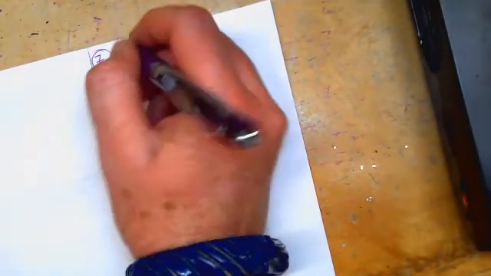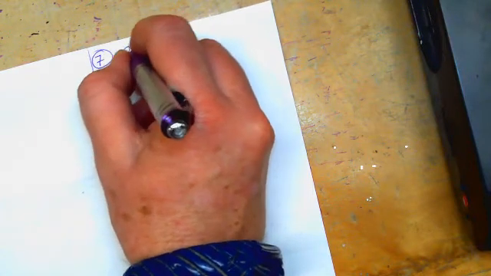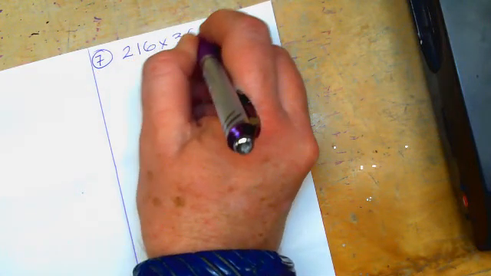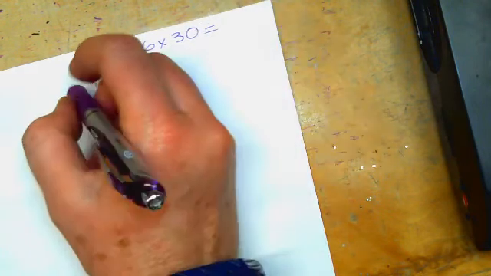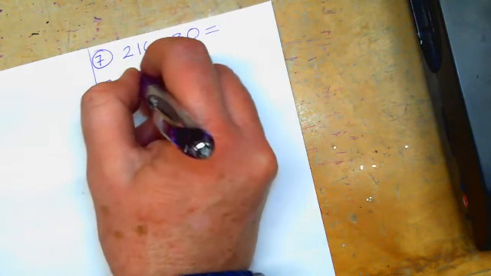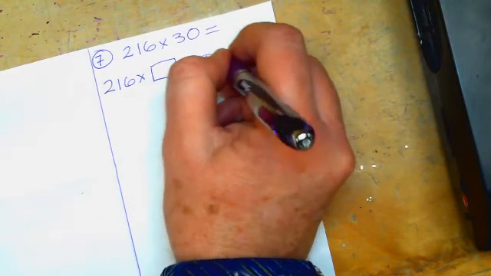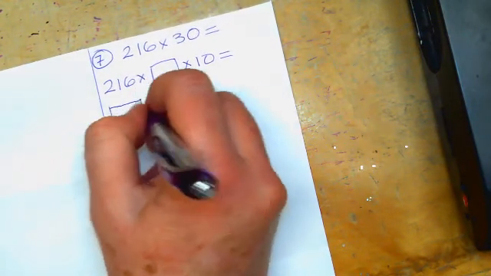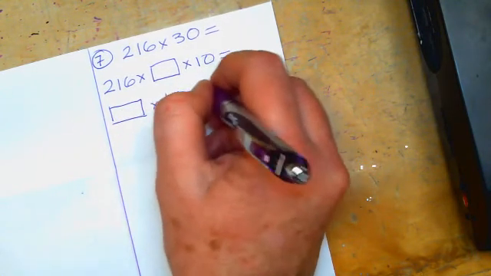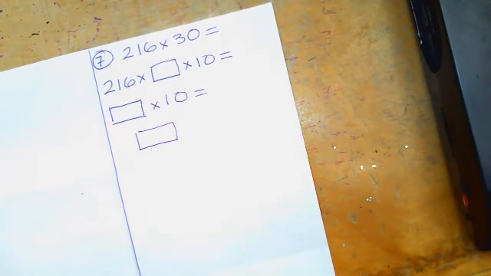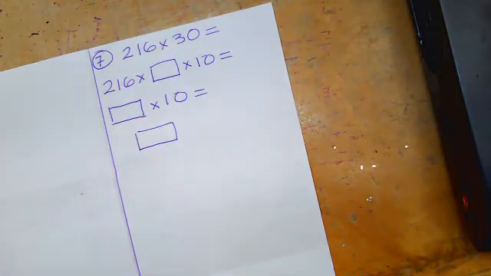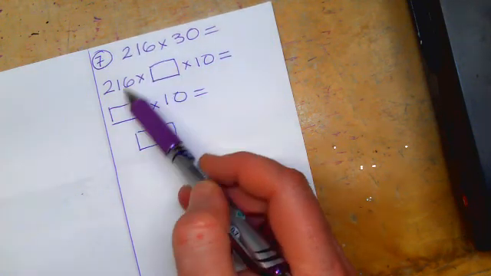Okay, let's look at the next one. That was a little bit tricky. Now they're going to take it up a notch. Dun, dun, dun. Here's number 7. This time we have 216 times 30. And that equals 216 times green box times 10. And that equals green box times 10. And that equals green box.